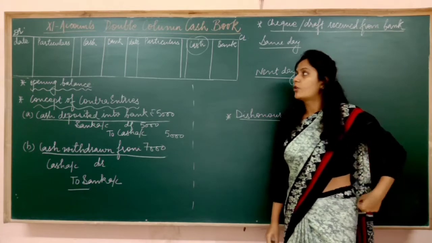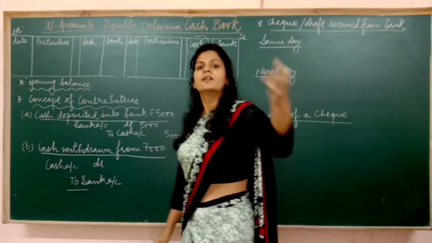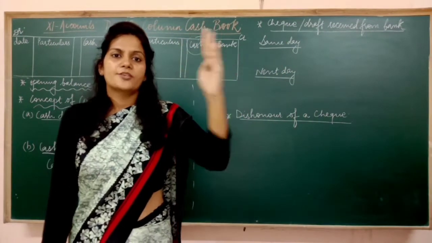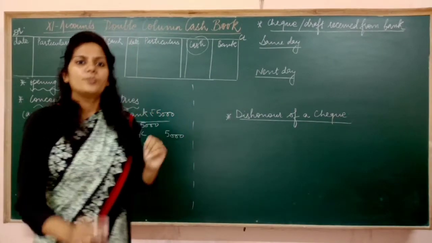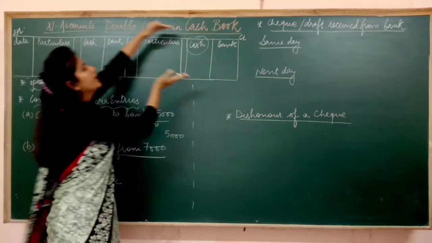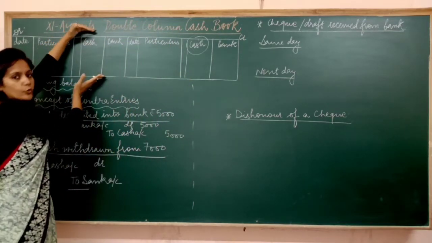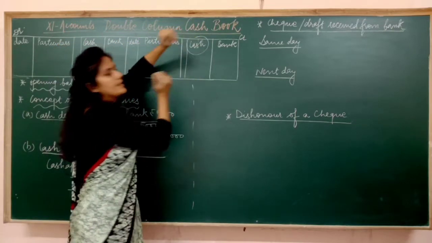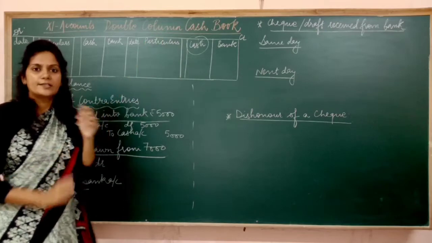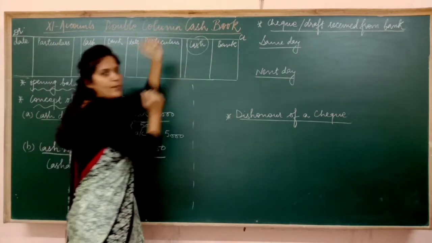You know the meaning of this word. If I am saying that cash has a debit balance, please make a note. If I am saying cash has a debit balance, it means that the debit side of cash is greater than the credit side, which means that we are receiving more cash and we are spending less cash. Debit side can be equal to credit side also, meaning whatever cash came in, you spent that much cash.